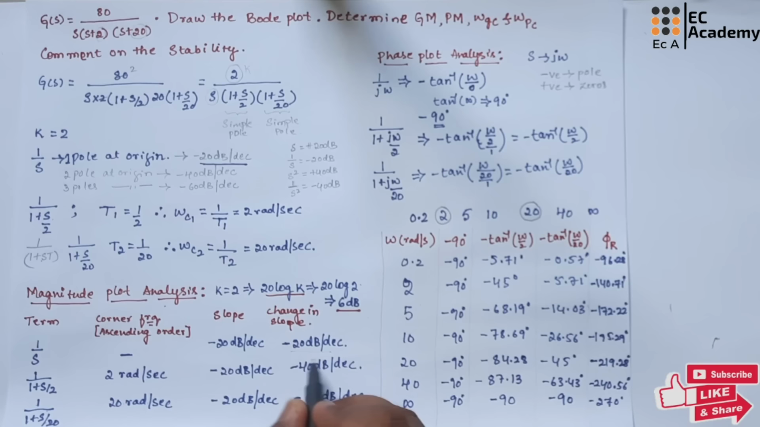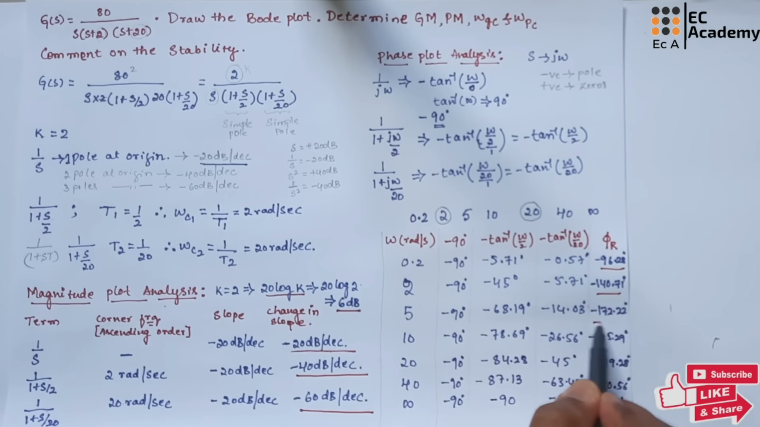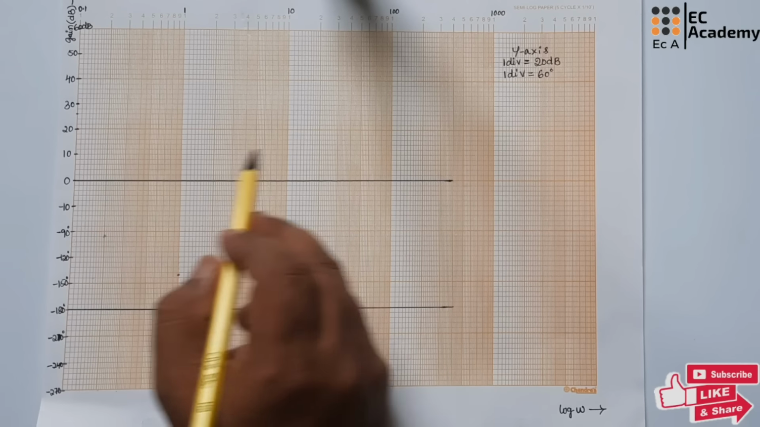So in the magnitude plot, we need to take these slopes: minus 20 dB, minus 40 dB and minus 60 dB. In the phase plot, we need to take all these resultant phase values which we obtained, and plot the graph. Now let us plot magnitude and phase in semi-log sheet.